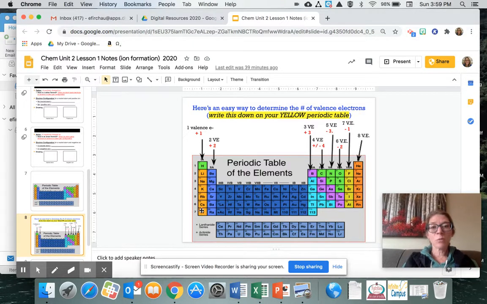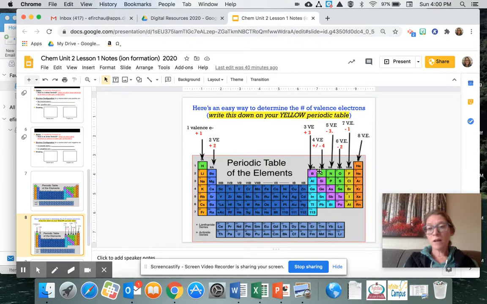So group 1 has 1 valence electron, so it could either lose that 1 or gain 7. It would rather lose 1, so if you lose an electron, you're losing a negative charge, so that would have a +1 charge. Group 2 has 2 valence electrons. It could either lose 2 or gain 6. The atom would rather lose 2, so if you lose 2 electrons, then it becomes a +2. Group 3 over here would be +3.